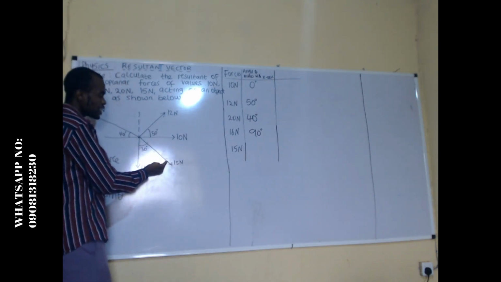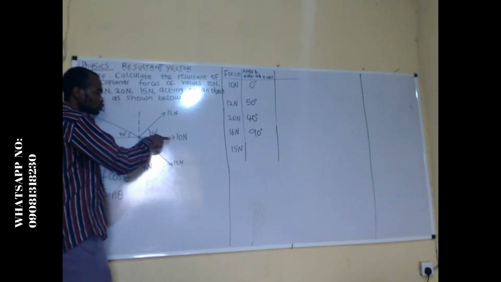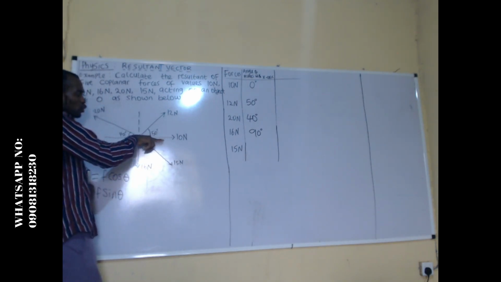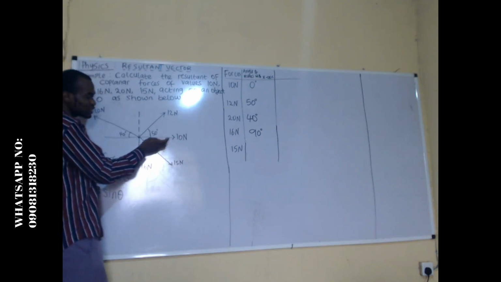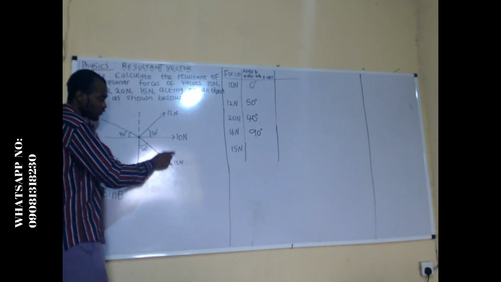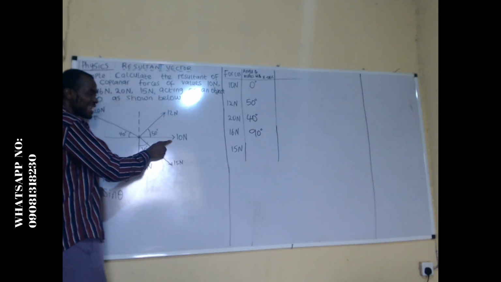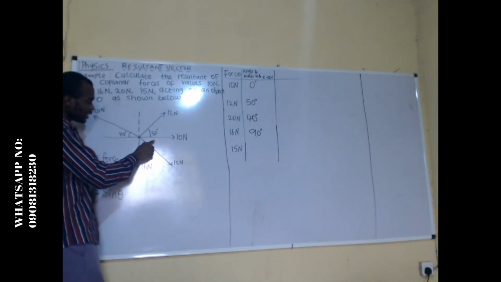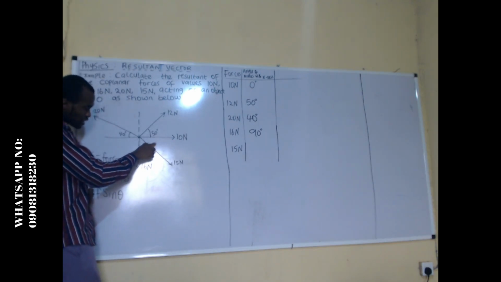Now, the last force is 15 Newton. What angle is it making with, or inclined to, the positive s-axis? Because it's close to this s-axis, what angle is this force making with this s-axis? Now, the values are not given. The angle here is not given.